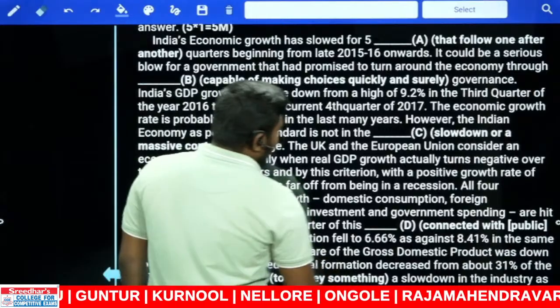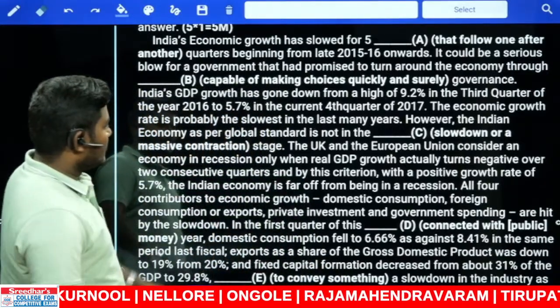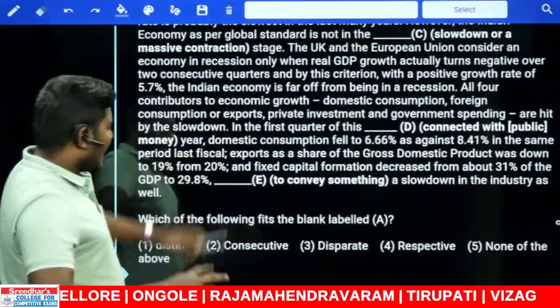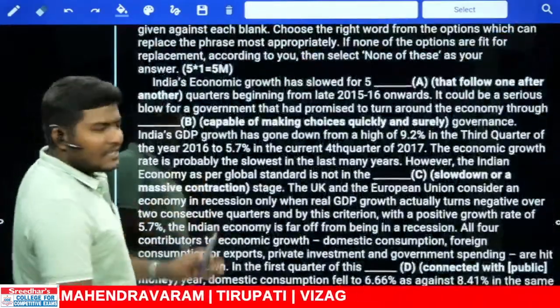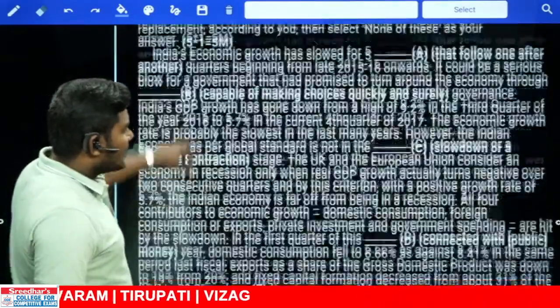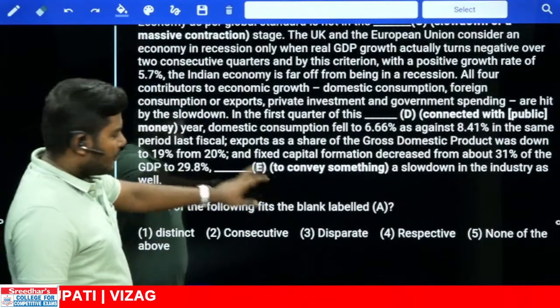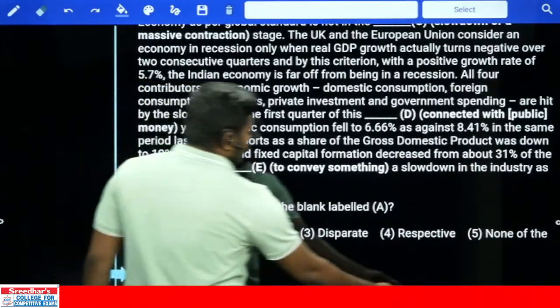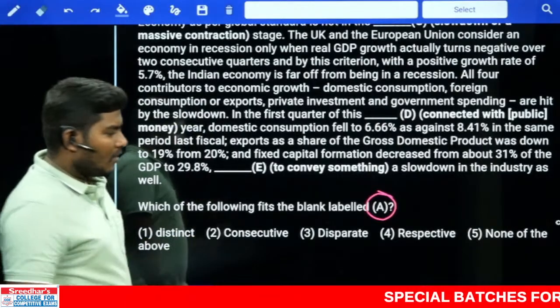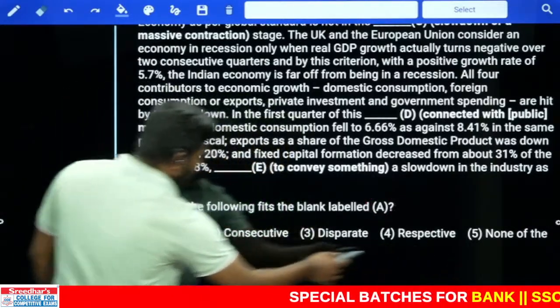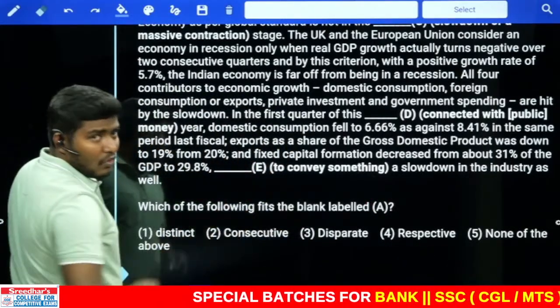Moving to 138, in between there are RCs. This is a kind of new cloze test given. Look at this. See, there is a passage, and this passage has 5 blanks, up to E. And look at this. Each blank is mentioned as A, B, C, D, E and all. And each blank has 4 options and one none of the above.